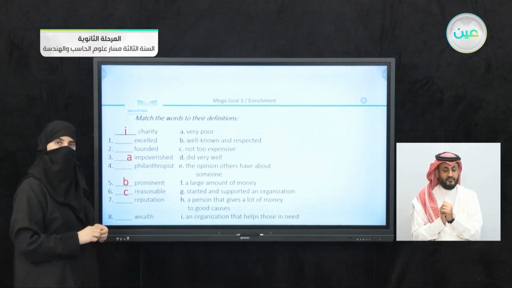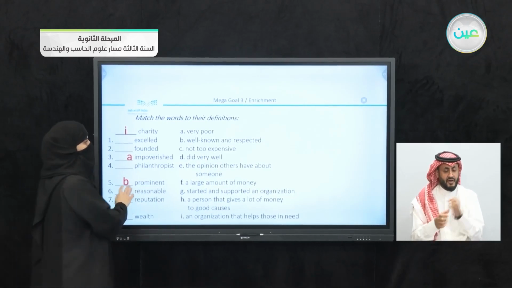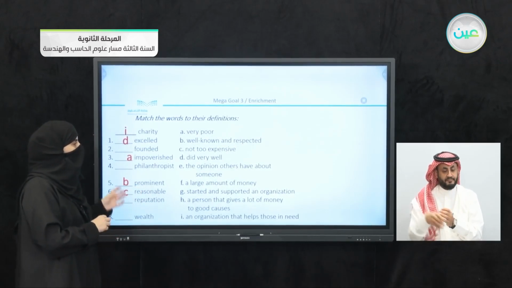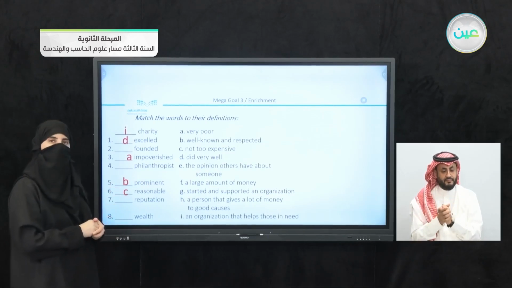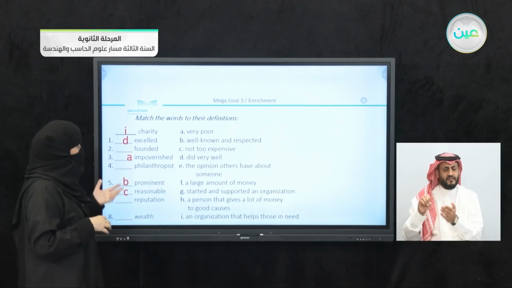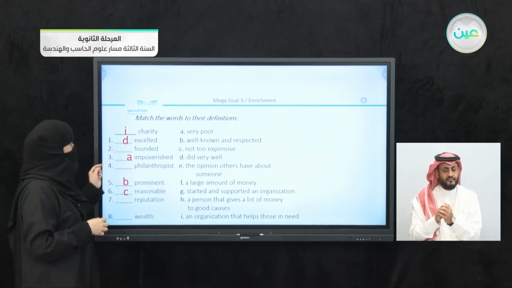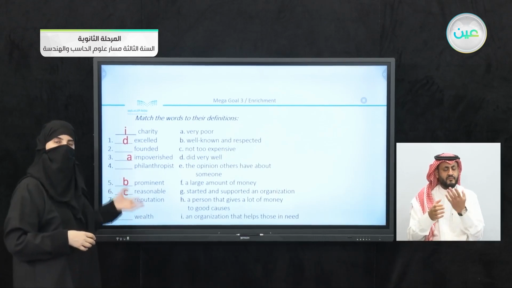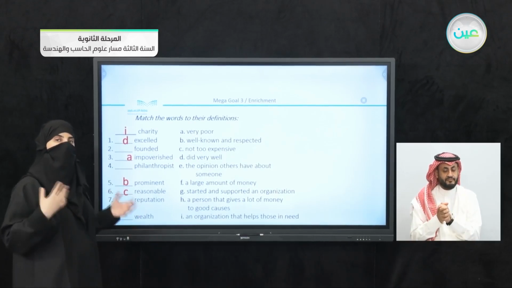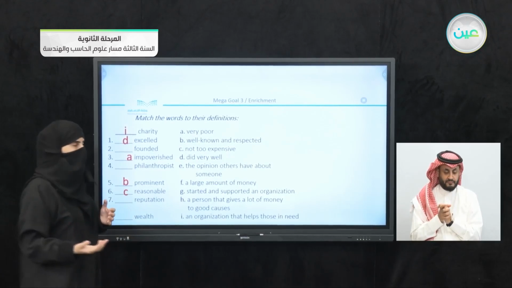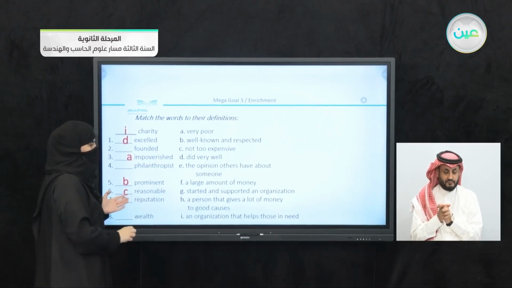Now, did very well is a way to say that someone excelled. The opinion others have about something. Now, the name of the opinion here, we can see that we have founded, philanthropist, reputation, and wealth. Which one of these words can match with the opinion that you can have about someone else? So we can match it here with reputation.